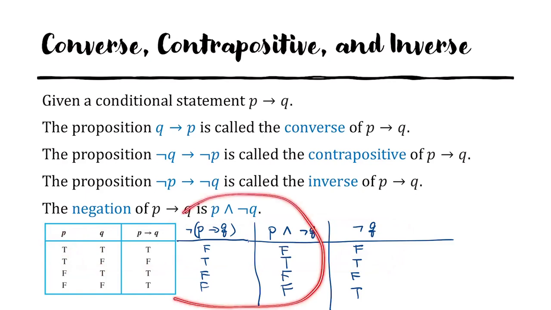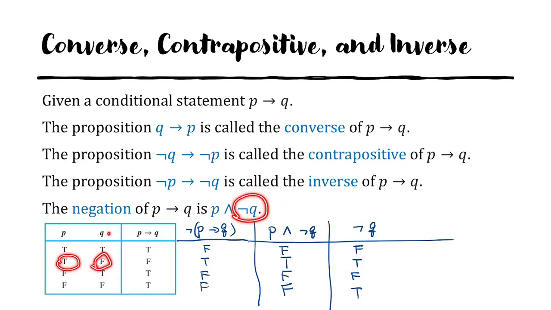Now, if you compare the two, negating P implies Q is the same as P and not Q. Their truth values are the same. So we know the negation of P implies Q is P and not Q. So this means when we have P is true, we will have not Q, which is the same as Q that's false. Any questions here?